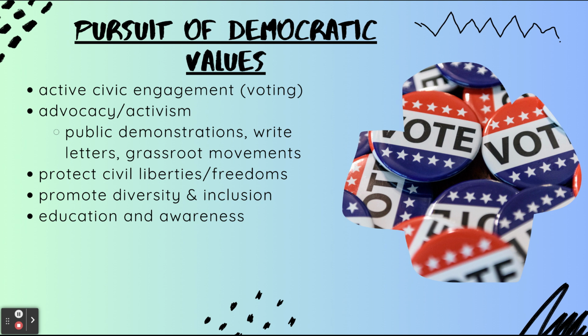The next one is protecting civil liberties. This includes having a system in place in order to protect things like freedom of speech, the right to assemble, and equal treatment under the law. There are different systems put in place to promote diversity and inclusion, and that can be of various groups at different times in different situations.